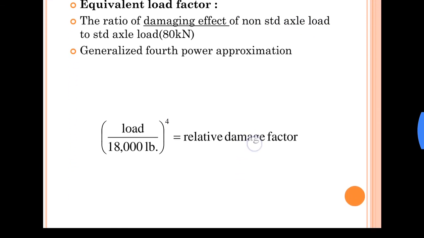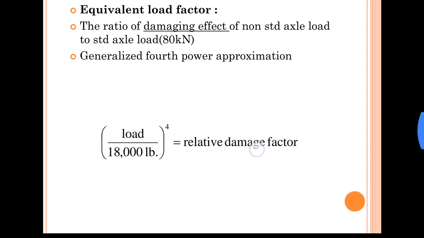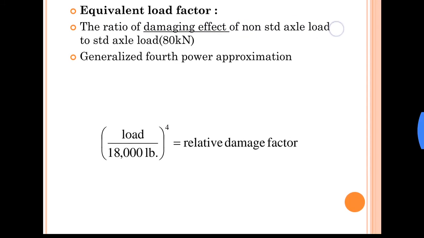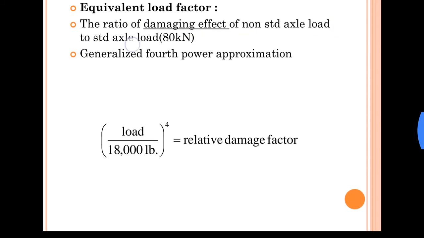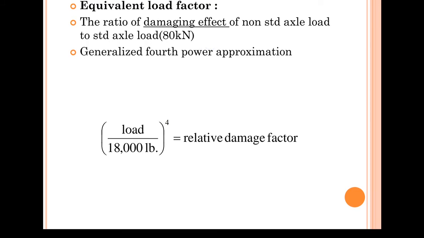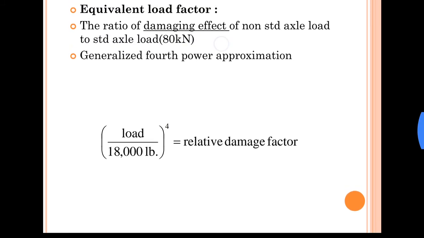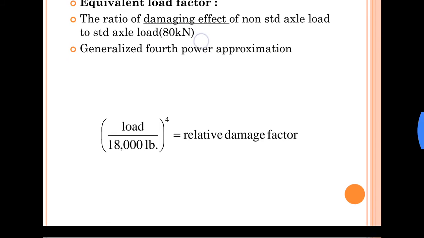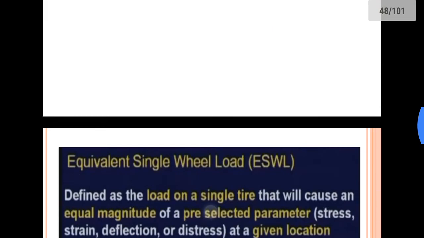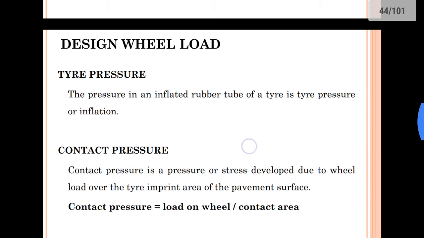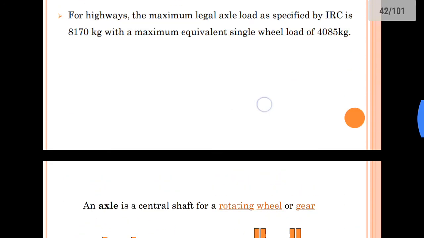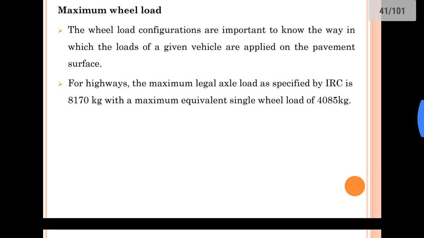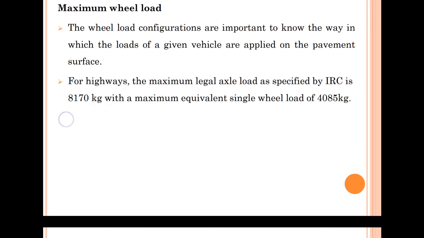Next we have a concept, the equivalent load factor: the ratio of the damaging effect of a non-standard axle load to the standard axle load. The standard axle load is 80 kilonewton, or 8170 kg, that we already had a look at. Okay, 8170 kg, this is the standard load.